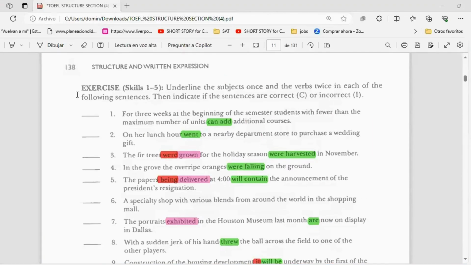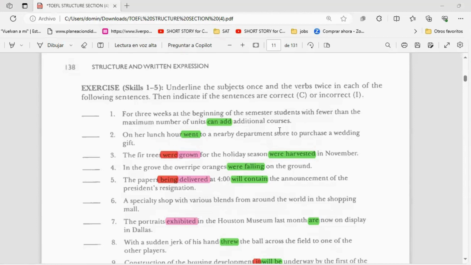So this is the answer key of the exercise on page 138. As you can notice, the ones highlighted in green are the correct answers. So there's no need to make any corrections, since we can notice a verb. For example, for the 3 weeks at the beginning of the semester, students with fewer than the maximum number of units can add an additional course. There's no problem here. There's no issue. We didn't stumble here.